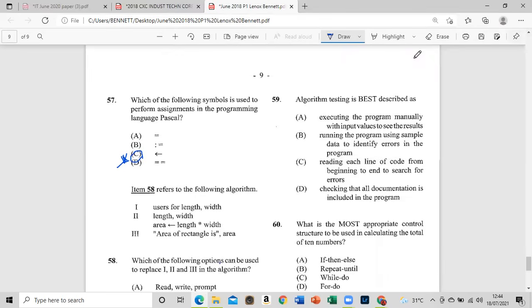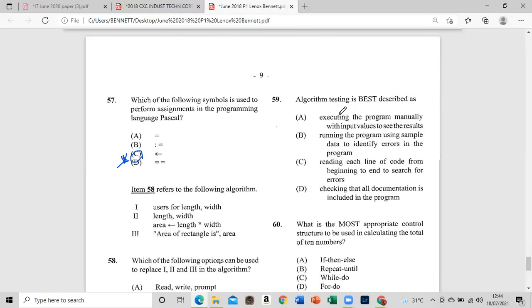59 now. Algorithm testing is best described as, is it A, executing the program manually with input values to see the result? B, running the program using sample data to identify errors in the program. Or is it C, reading each line of code from beginning to end to search for an error? D, checking that all documentation is included in the program. So that would be B, running the program using sample data to identify errors.